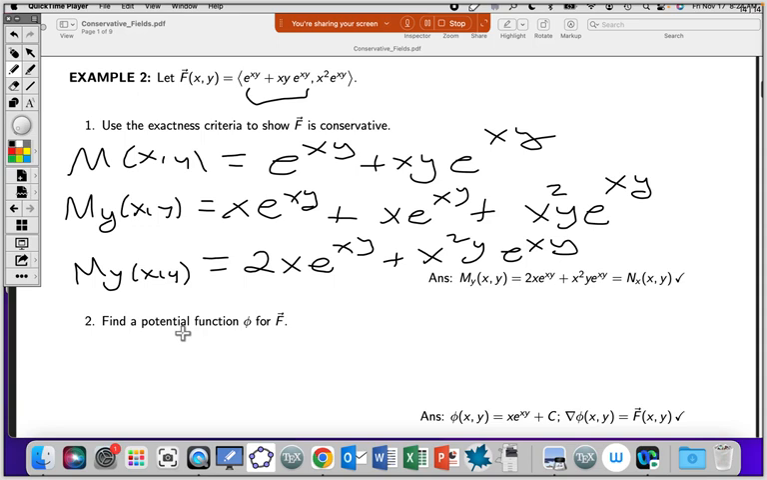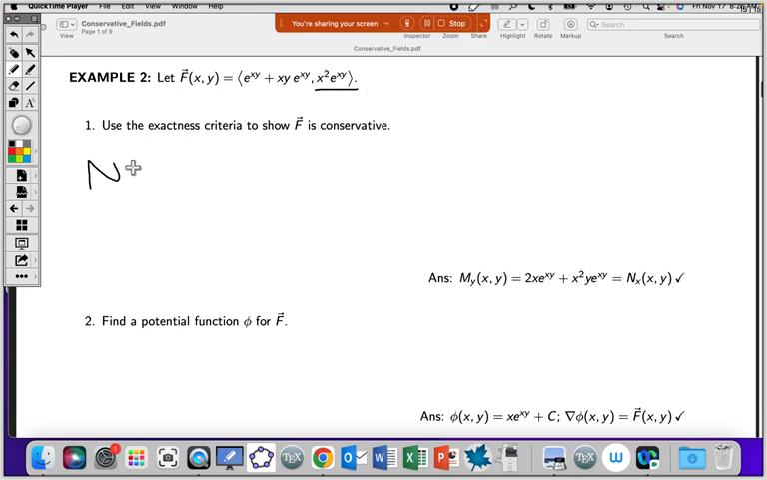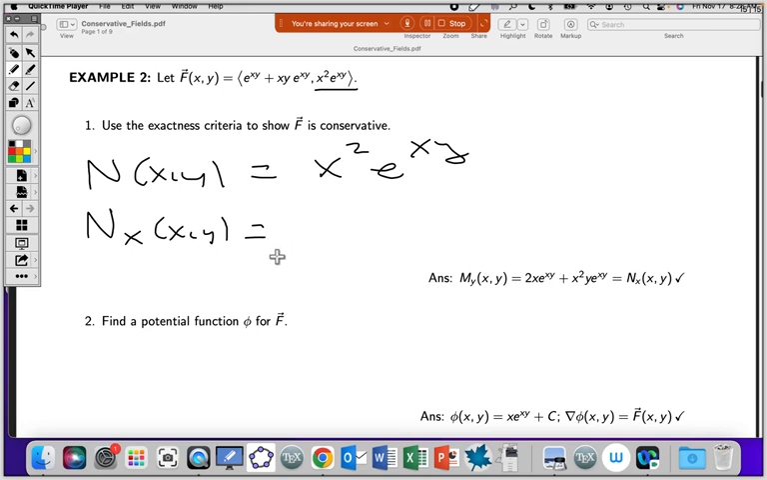And now I have to check to see if I get the same thing if I take the derivative of N with respect to x. And N is always the y component of the vector field. So N is the y component of the vector field. So Nx means I got to take the derivative with respect to x. What rule do I have to use here to get started?